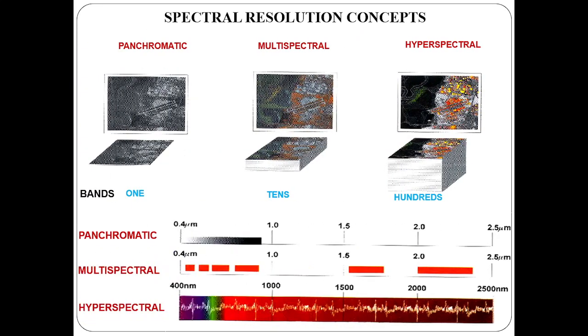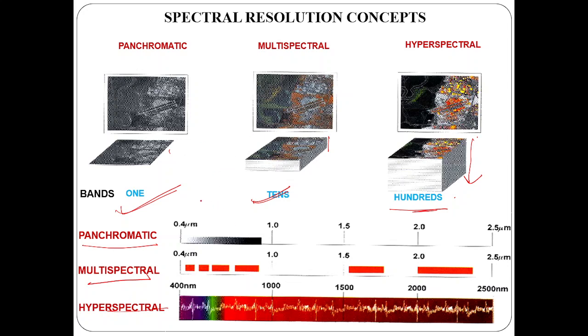This image gives a very clear picture. If we have one band of an image, it will give a panchromatic image. If we have tens of bands, up to 16, it will come under multispectral. And if it is hundreds, as you can see, this is an image and this is the spectral variation, the number of bands. Here it's 1, here it's 10, and here it's 100. So it is called hyperspectral.